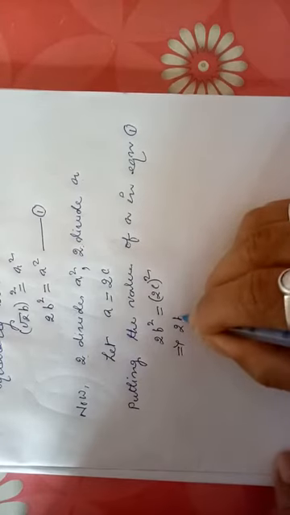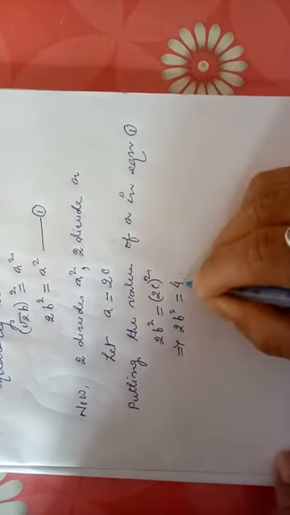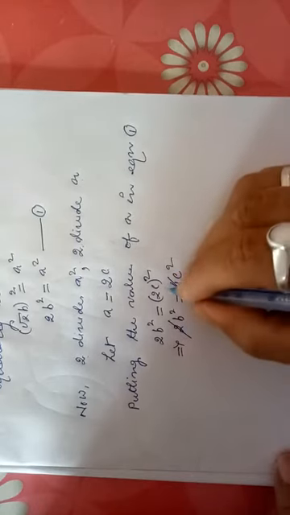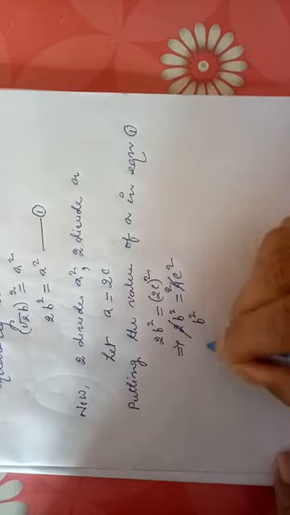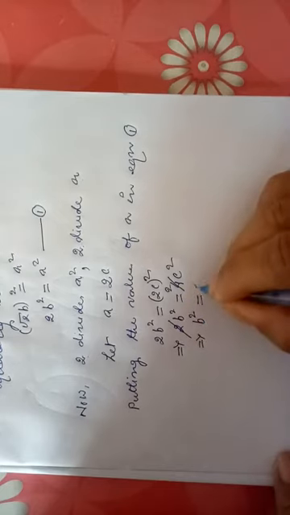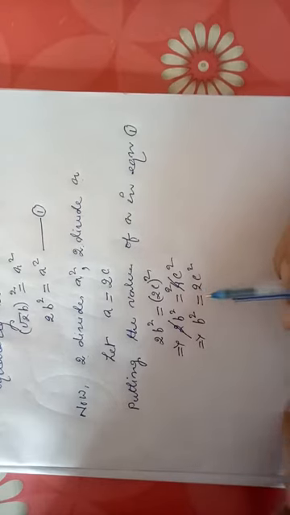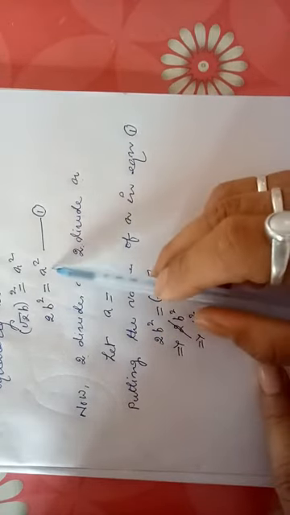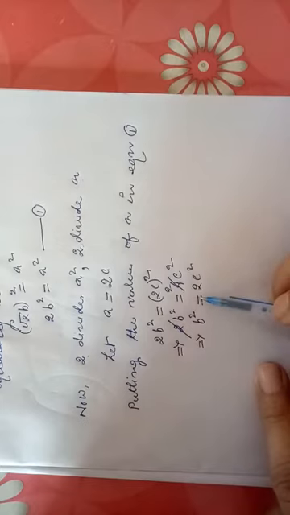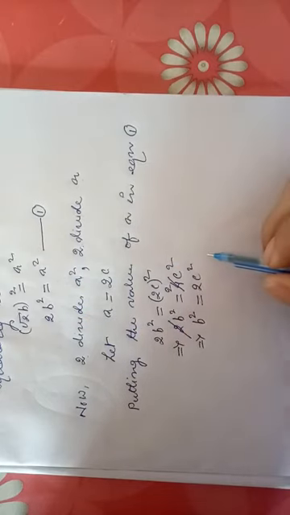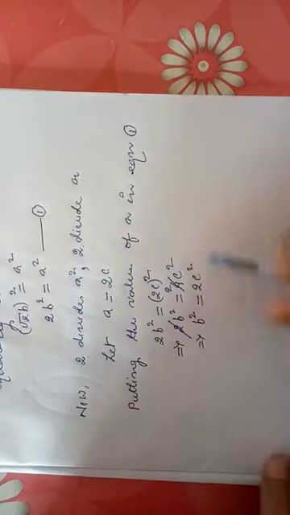This implies 2b square equals 4c square. Cancel it down, what we get? b square equal to 2c square. Now you see the relation: 2b square equal to a square, b square equal to 2c square. That means this condition is again repeated.